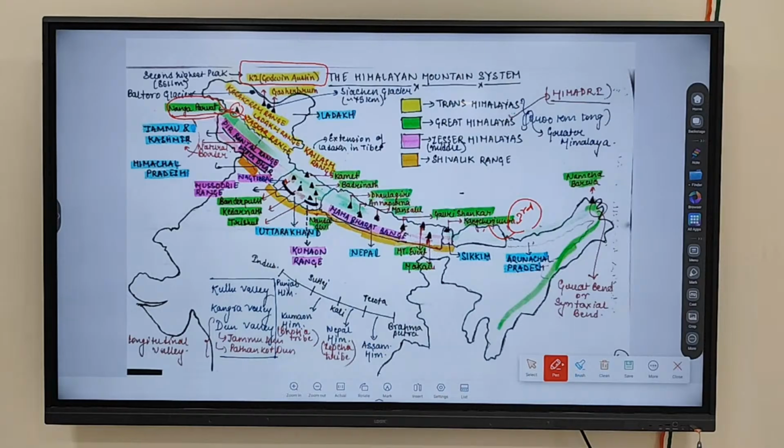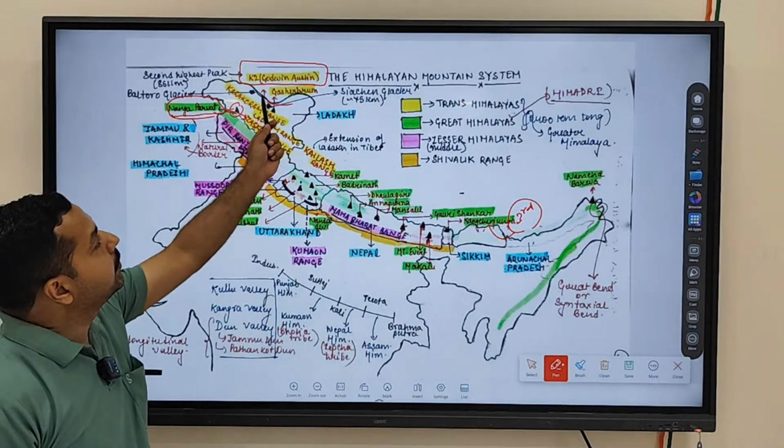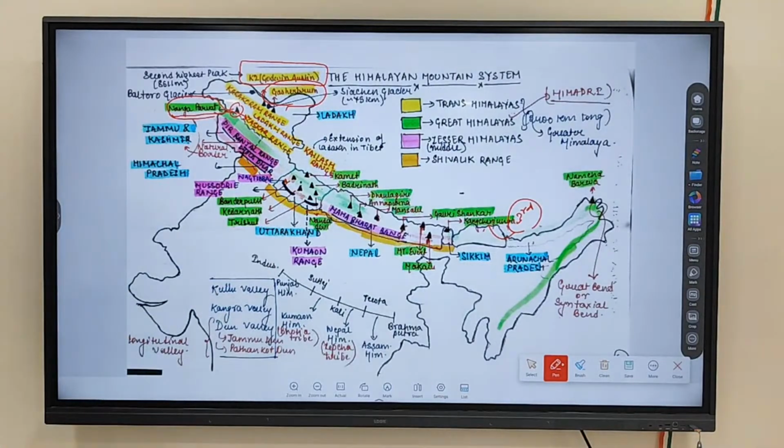Another important peak is Gasherbrum. You can see this Gasherbrum also lies in which range? It lies in Karakoram range. So K2 and Gasherbrum, these are the important peaks that you are finding in Karakoram range. Fine.